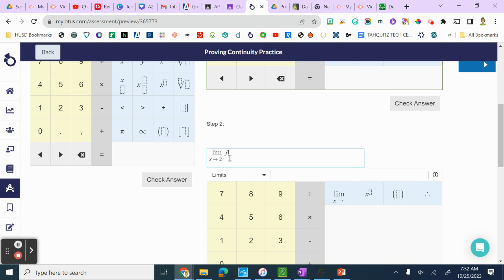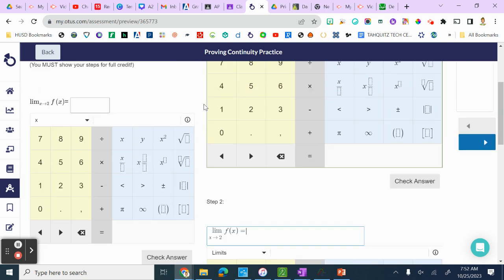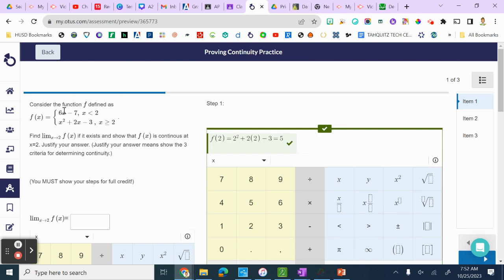All right, so I'm going to go f of x equals, okay? So 2 from the left equals. So I'm just going to plug into the left branch. And I'm going to plug the 2 in. So I'm going to do 6 times 2 minus 7.